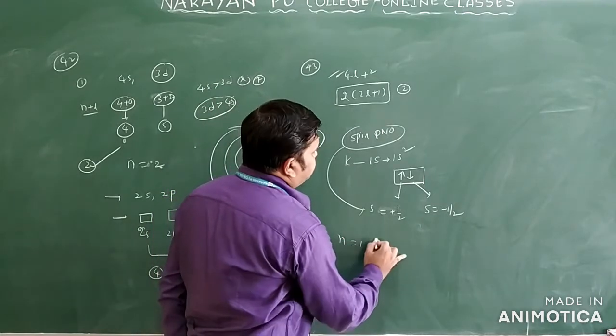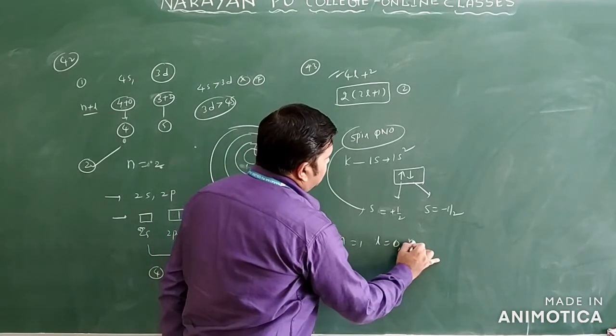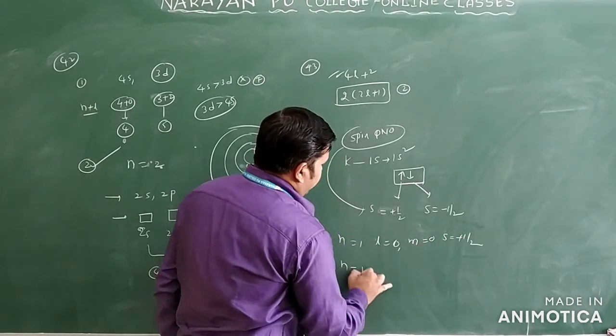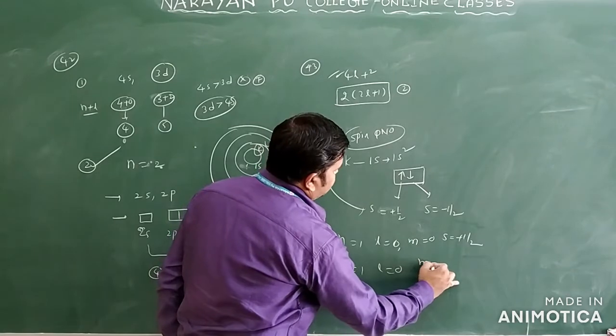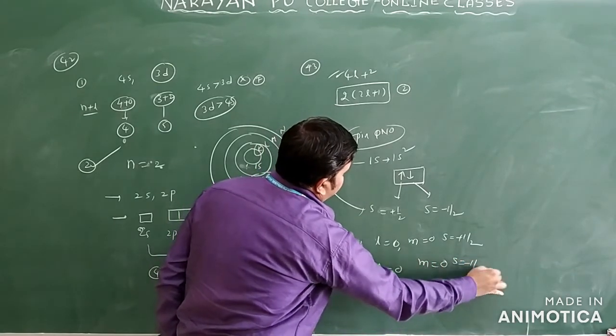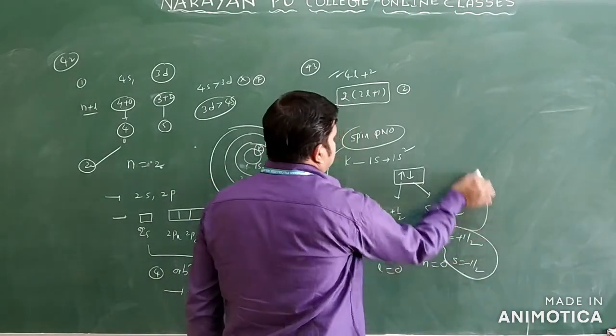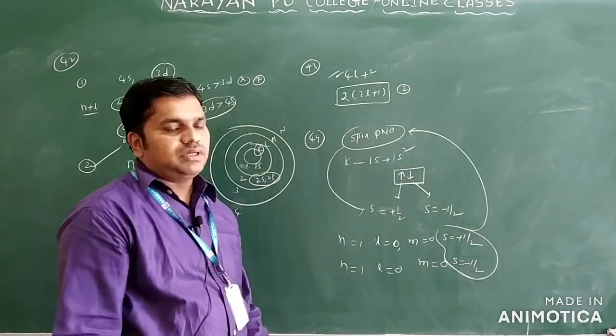Suppose you want to write the quantum numbers for this one. N is equal to 1, L is equal to 0, M is equal to 0, S is equal to plus half. For the other: N is equal to 1, L is equal to 0, M is equal to 0, S is equal to minus half. What is the difference there? The difference is in the spin quantum number.